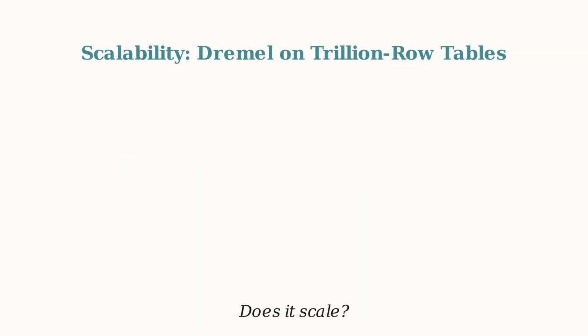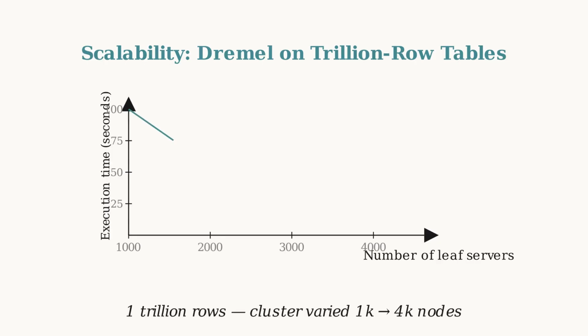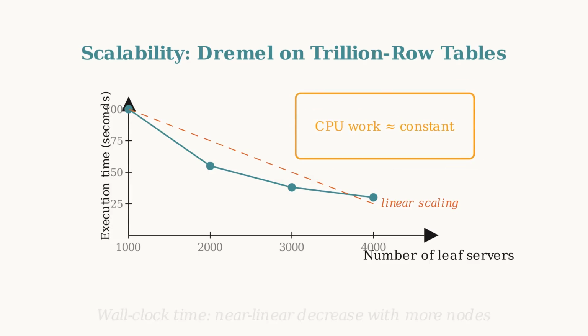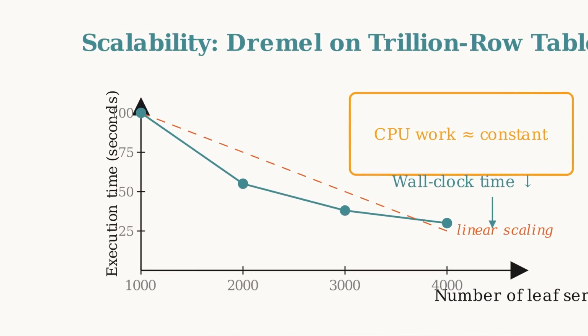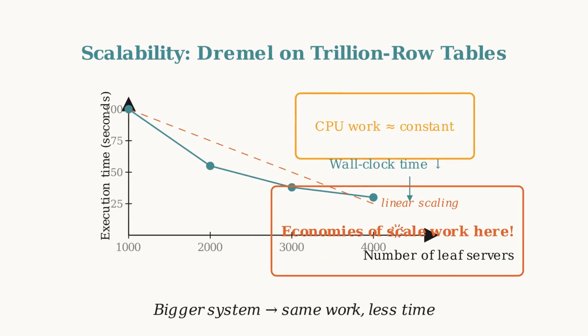Does it scale? The authors ran a top 20 query on a trillion-row table and varied the cluster size from 1,000 to 4,000 nodes. Total CPU work stayed roughly constant, but wall clock time showed a near-linear decrease as more nodes were added. A bigger system does the same work in less time. Economies of scale actually work here, which is not always true in distributed systems.